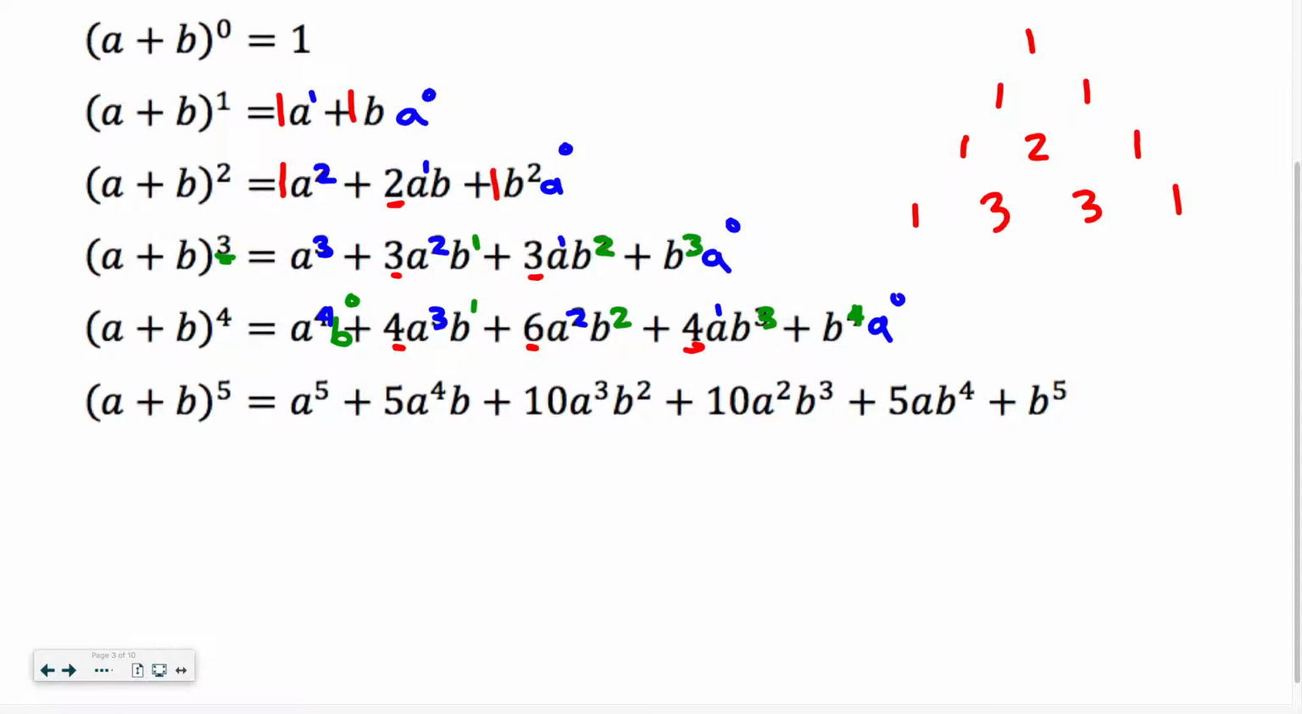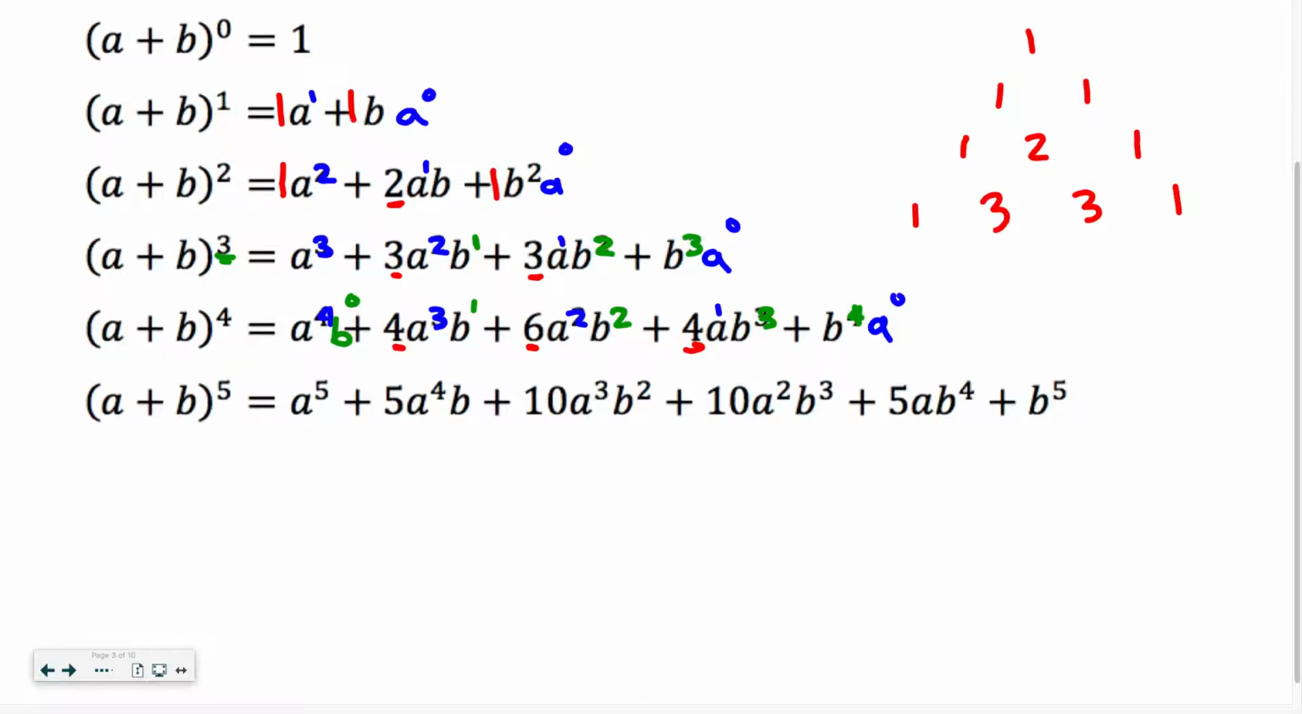You're going to pick your coefficient from the row in Pascal's triangle. The row in Pascal's triangle will match the power of the binomial. So the fifth row in Pascal's triangle, remember the first one on the pyramid is really row 0, has the coefficients 1, 5, 10, 10, 5, 1. So we'll pick out those coefficients.